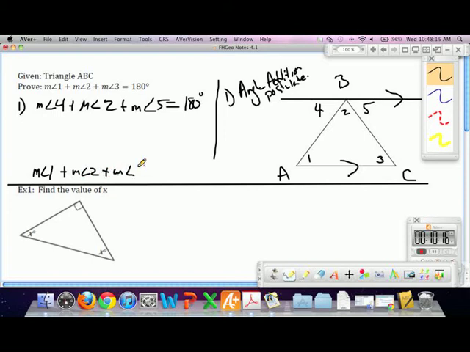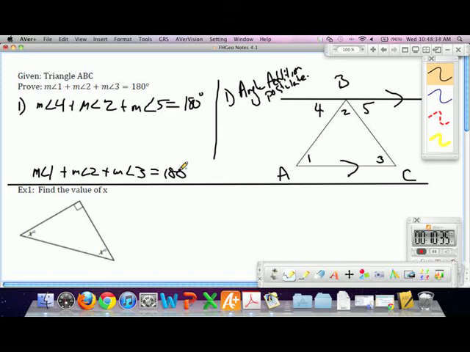Well, what could we do in between? What would be a nice relationship that would help us go from here to here? What would be one relationship we just love to have? Okay? Measure of angle 4 is congruent to measure of angle 1 because they're alternate interior.